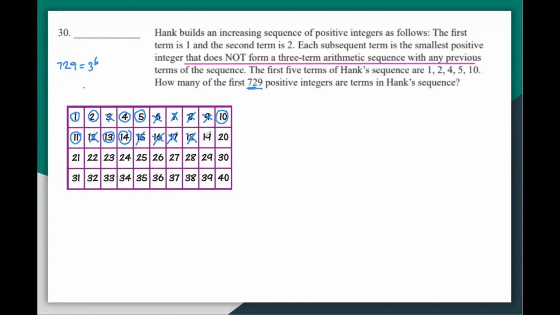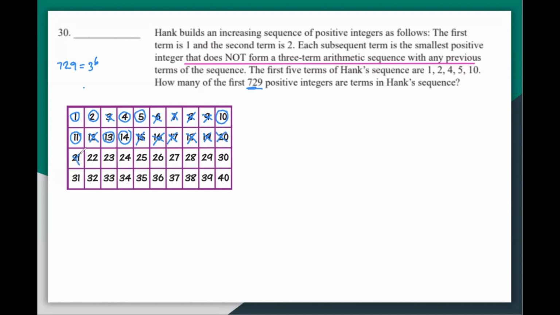And 19, let's see. For 19, we can try 19 and let's say 10. That's a difference of 9, and 9 less will be 1, so this is no good either. And then 20, I can do 2, 11, and 20, so that is no good either. So you can keep trying this. Let me do a few more.